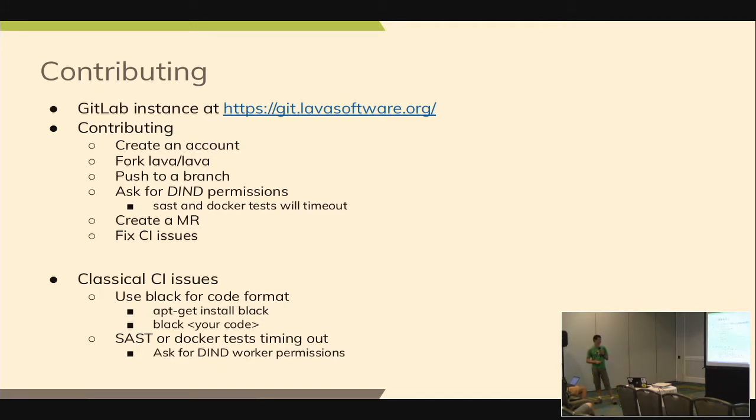The first one that you will have is that we are using Black for code formatting, and your code has to be Black compliant. So just install Black and run it on your source code. It will reformat everything, and that will pass the test. And the second thing is that you will see that we are trying to build the Docker containers. The first time that you submit, it will time out because you need some special permissions. Just ask for it, and we will give you the right permissions on our instance to do that.